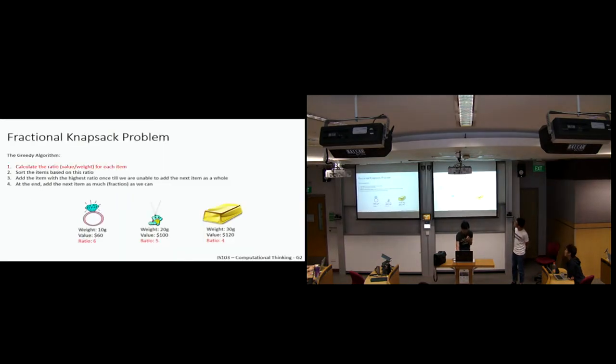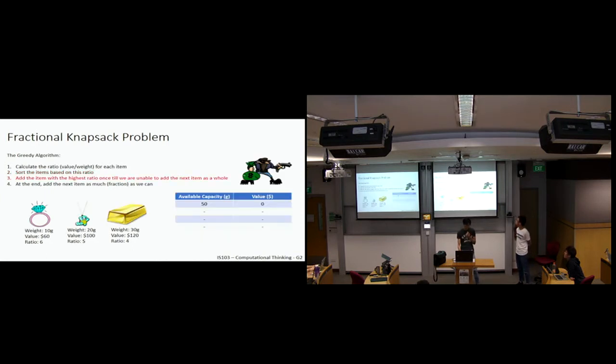So how does this algorithm work? Firstly, we calculate the ratio for each item, which is the value divided by the weight. In this case, the ratios are 6, 5, and 4 respectively. Next we sort the items based on the ratio, which is already in descending order, meaning 6 first, then 5, then 4. So we add them into the array list of items, and then we add these items into the array list of the knapsack, with a capacity of 50 grams.